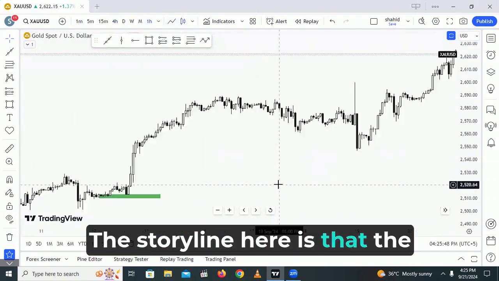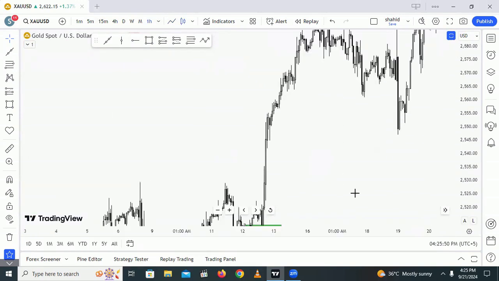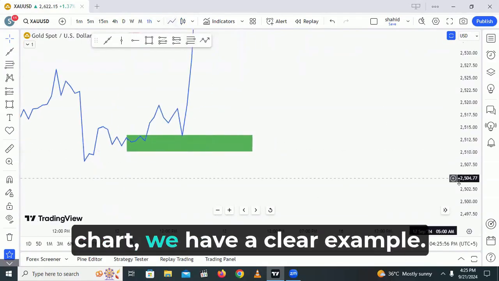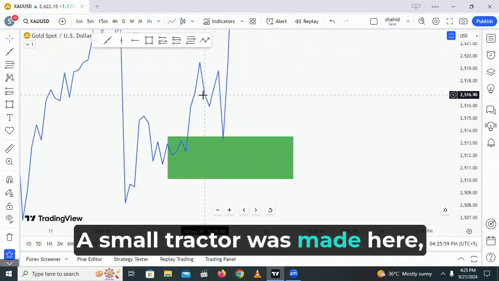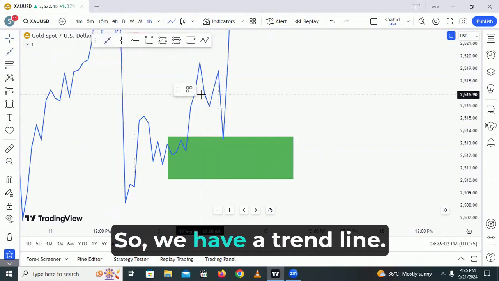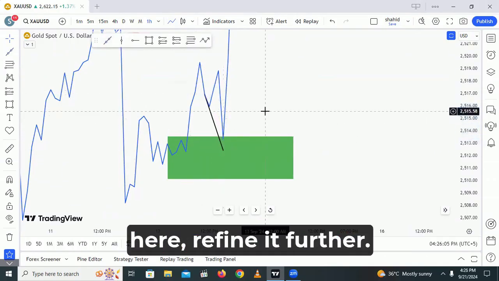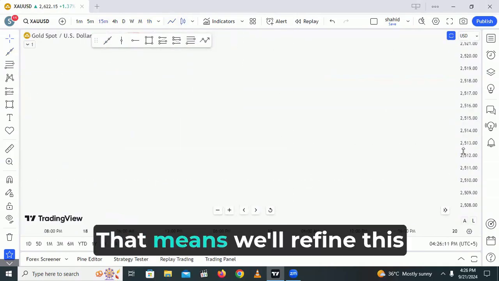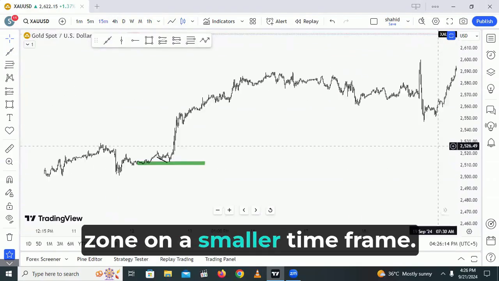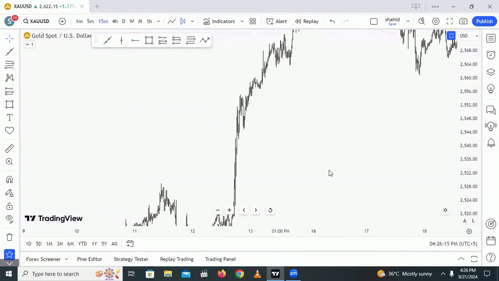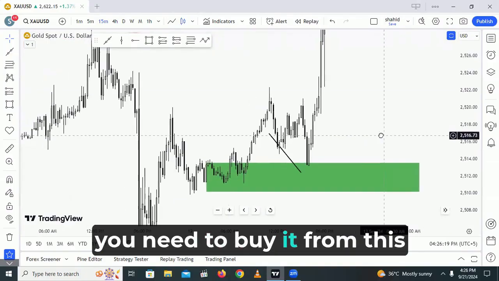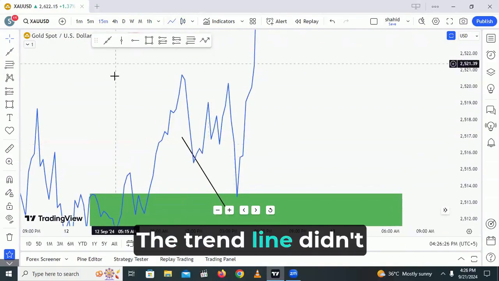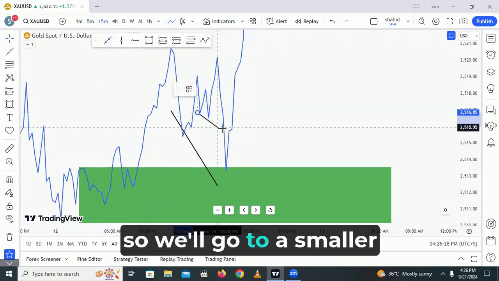The storyline here is that the weekly and monthly are bullish. If you look here on the line chart, we have a clear example. A small tractor was made here and it broke it upwards. So we have a trend line. When the market comes to dip here, refine it further. That means we'll refine this zone on a smaller time frame. When it dips, you need to buy it from this dip. If you look here, it's not a sell side buy side. The trend line didn't support it here, so we'll go to a smaller time frame.